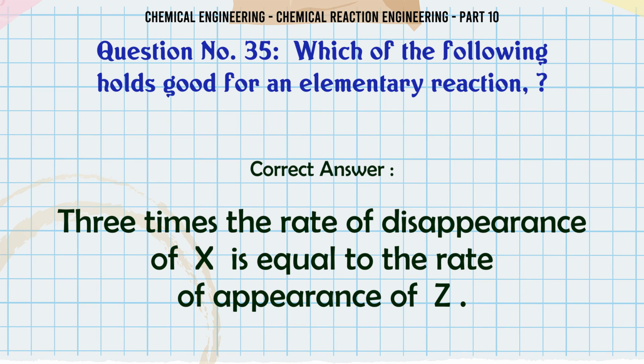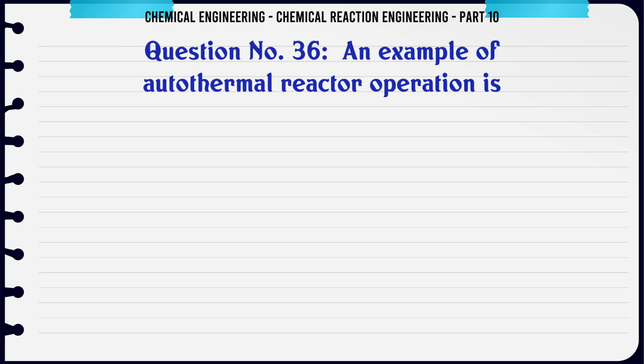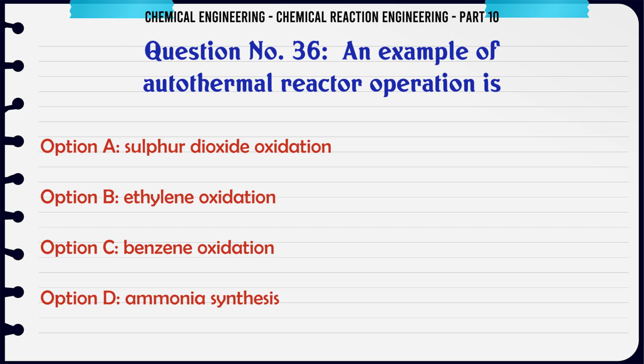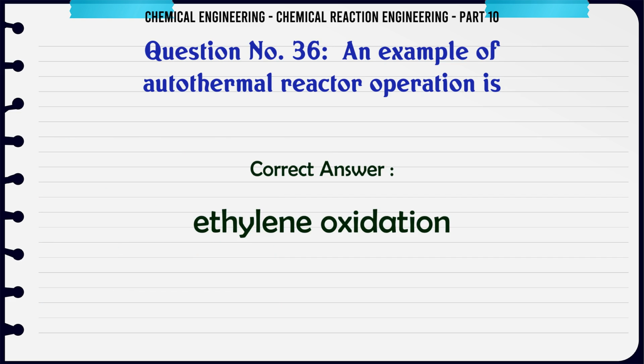Z. An example of autothermal reactor operation is: A. Sulfur dioxide oxidation, B. Ethylene oxidation, C. Benzene oxidation, D. Ammonia synthesis. The correct answer is ethylene oxidation.